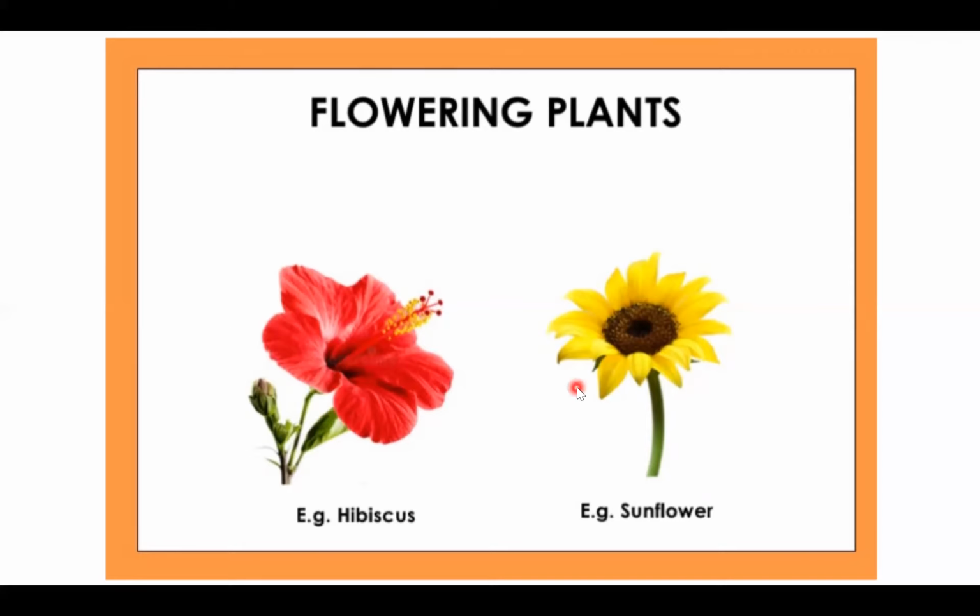So what are the characteristics of flowering plants? The first characteristic is that flowering plants have roots, stems, and leaves. So roots, stems, and leaves are present. Flowering plants can produce seeds that can be found in their fruits.